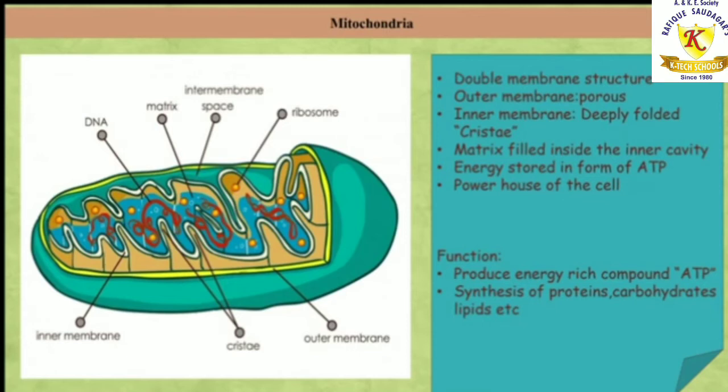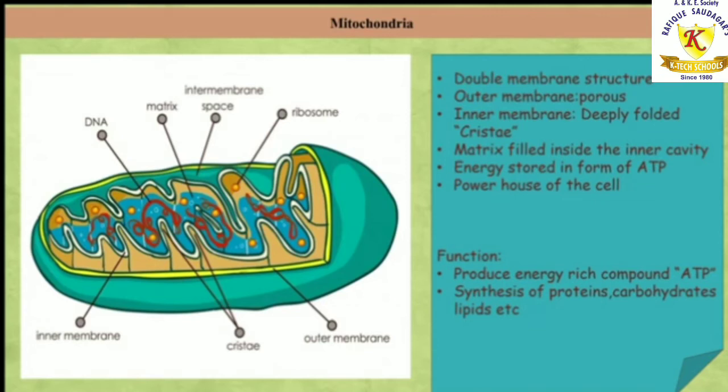The inner cavity is filled with proteinaceous gel-like matrix containing ribosomes, phosphate granules and DNA. DNA means deoxyribose nucleic acid. Therefore, it can produce its own protein.